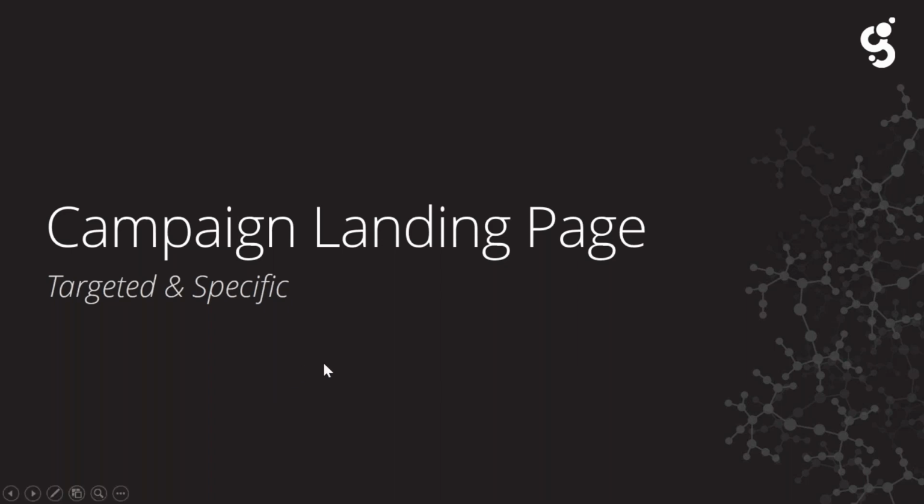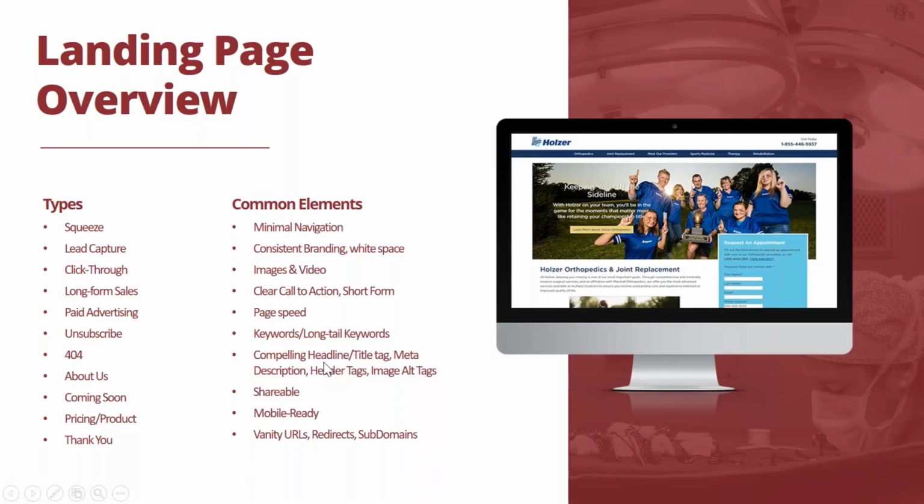So just looking at landing pages a little bit more, the overview is there's a lot of different types of landing pages, and some that I think people don't even consider necessarily as landing pages. You've got squeeze, lead capture, click-through, long-form sales. There's just a lot of different reasons for the type of landing pages that you want to use, but maybe you aren't thinking of a 404 or about us or coming soon page as a landing page. So when you're thinking about what users are doing, you want to start to think about the value you have to be able to create all of these pages and make them effective. Even though there's a lot of different types, there's a lot of common elements.